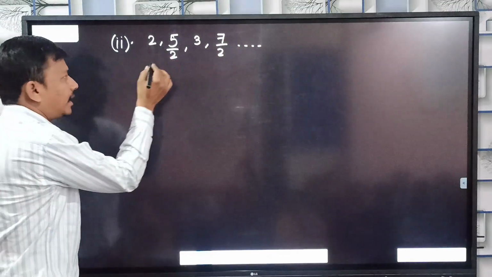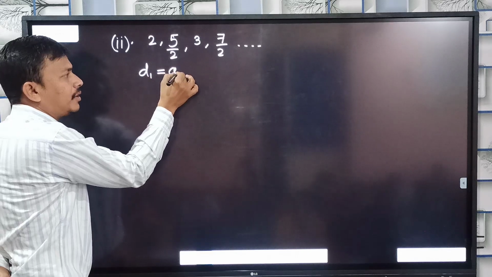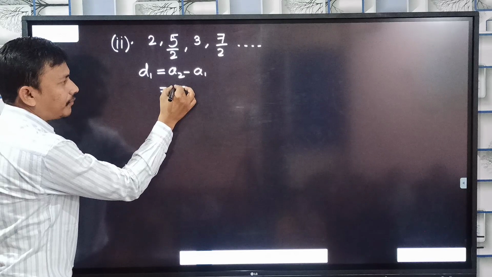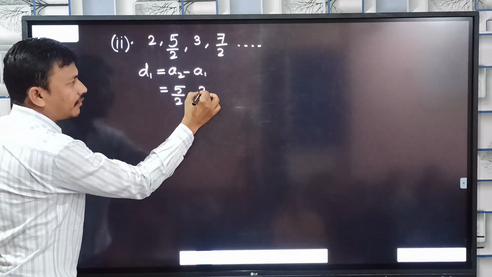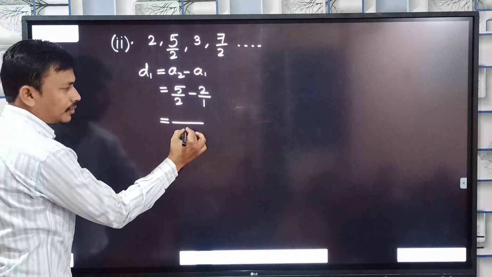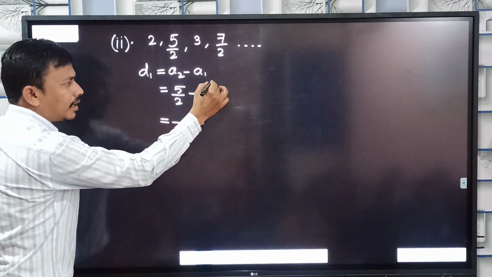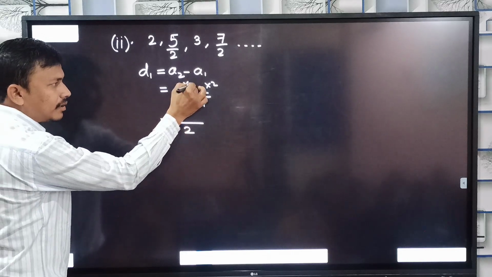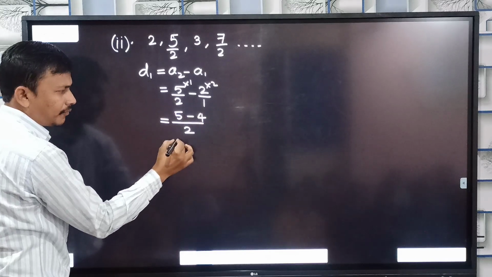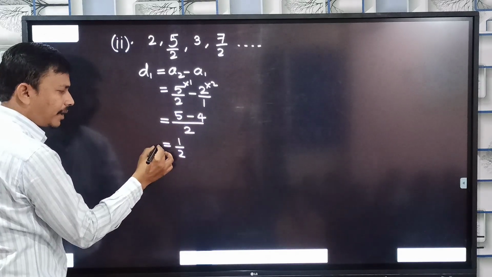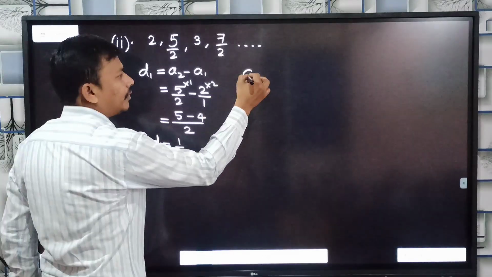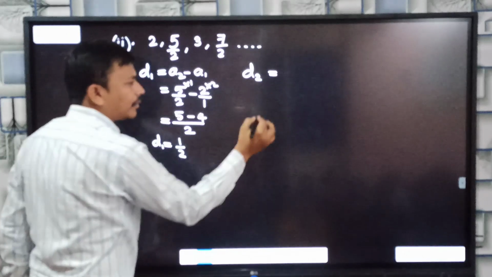Now what is the D1 formula? D1 is equal to A2 minus A1. What is A2 here? 5 divided by 2 minus A1, which is 2 divided by 1. What is the LCM? 2. Then 1 2s are 2. 2 1s are 2. 5 1s are 5. 2 2s are 4. 5 minus 4, 1 divided by 2. Therefore, D1 is equal to 1 by 2. Then we need to find out D2. What is the formula for D2?